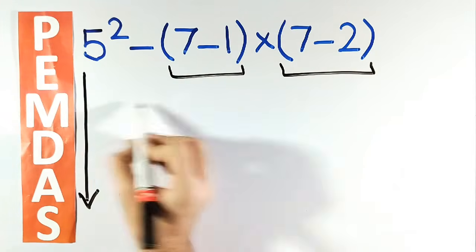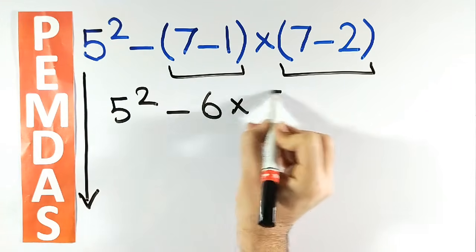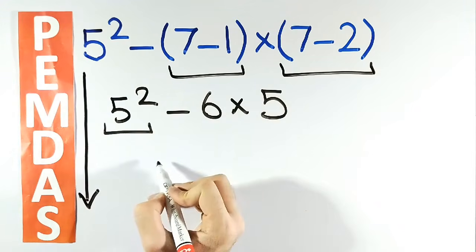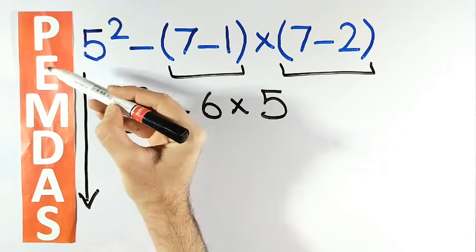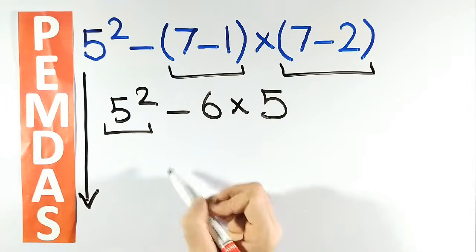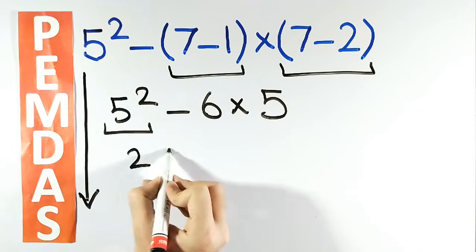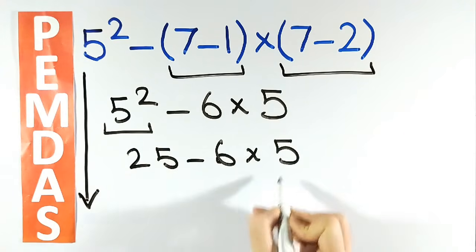So we rewrite this expression as 5 squared minus 6 multiplied by 5. And the next step, we go for the exponent because in the PEMDAS rule, after parentheses, exponent has the highest priority than the other operations. So instead of this expression, we can write 25 minus 6 multiplied by 5.